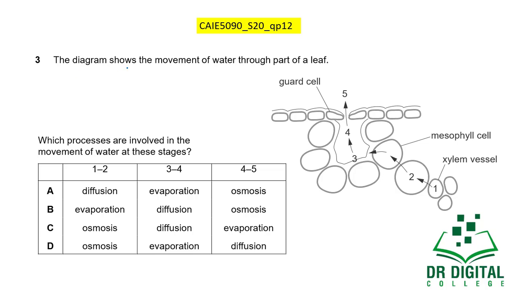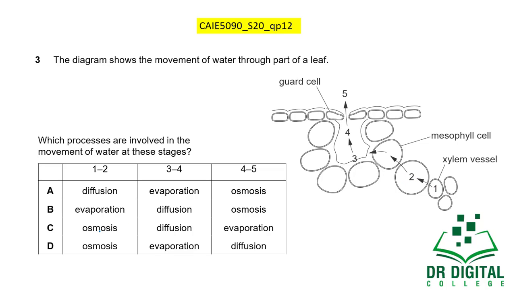In this question, the diagram shows the movement of water through part of a leaf. Okay, you know that this is the xylem vessel. From here it is going from xylem vessel to the mesophyll cells into the air space, and from the air space out of the leaf through stomata, because these are the guard cells. Which processes are involved in the movement of water at these stages? Stage 1 and 2. What is 1 and 2? 1 to 2, this is here.